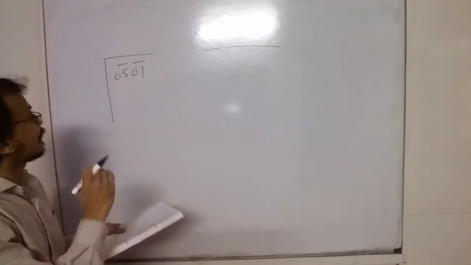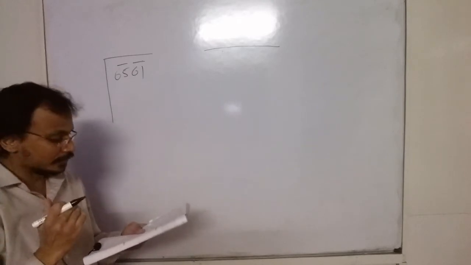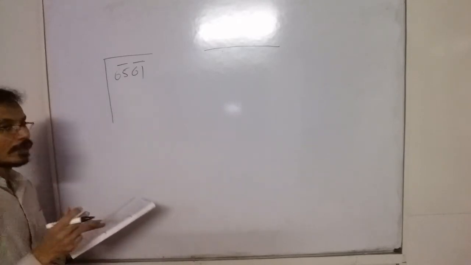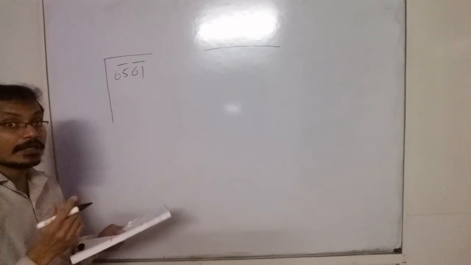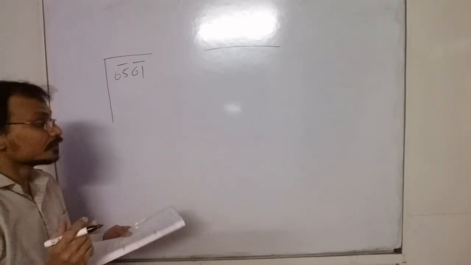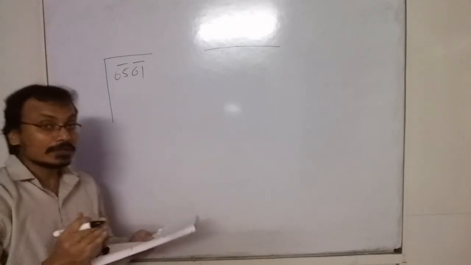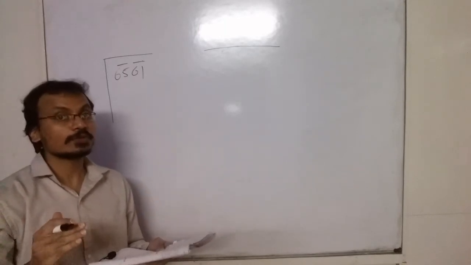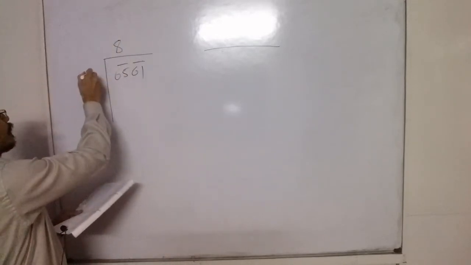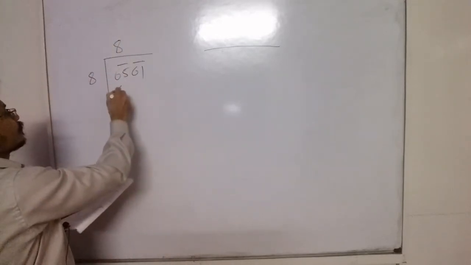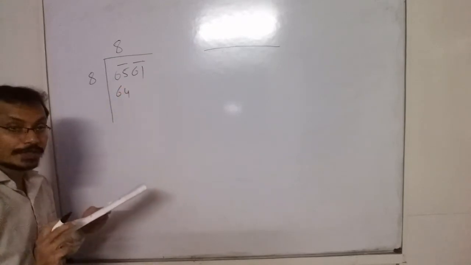Any number which is less than this number or 65 itself. So 1 ones are 1, 2 twos are 4, 3 threes are 9. I can find that 8 into 8 is going to give me 64. I cannot take up 9 nines because it is going to exceed this 65. So I will take 8 multiplied by 8, it is going to give me 64. I will write 64 over here.